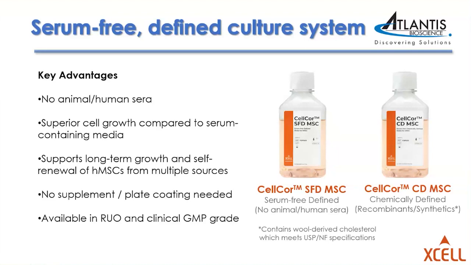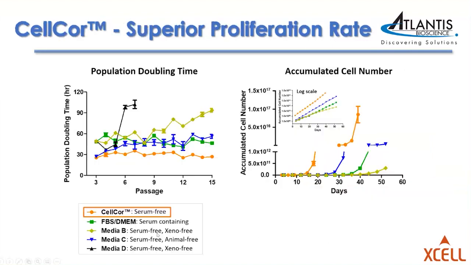For CellCore media, you are able to get superior proliferation when compared to serum-containing media or that of the competitors' serum-free media. So as shown here, cells grown in CellCore media are shown in this orange line, and this is compared to cells grown in the FBS or other competitors' media. So as you can see here, it has a lower population doubling time, and it is able to accumulate more cells in a shorter time frame. This is the orange one for CellCore.